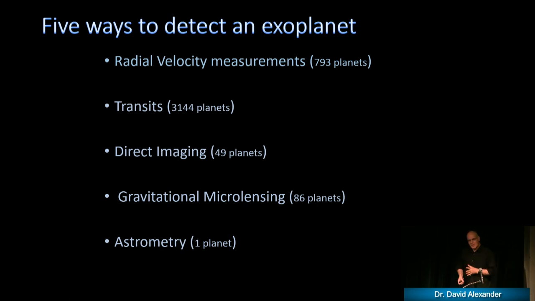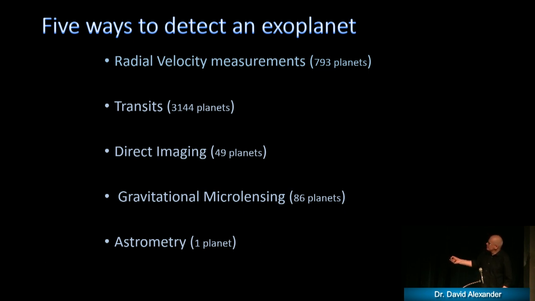So there are five basic ways in which you detect planets. I'm only going to really talk about two of them. I'll show you a movie for a third one. Basically, radial velocity and astrometry are different measurements, but it's the same physics. It's essentially the physics of gravity. And I'll show you that in a second. So we're going to talk about radial velocity.